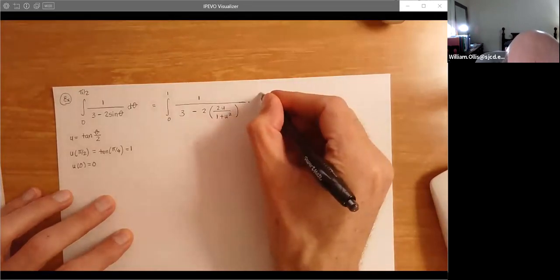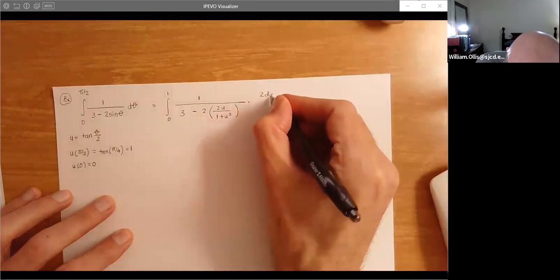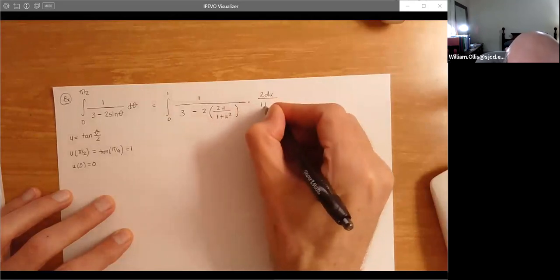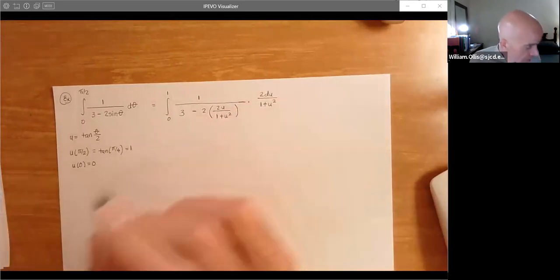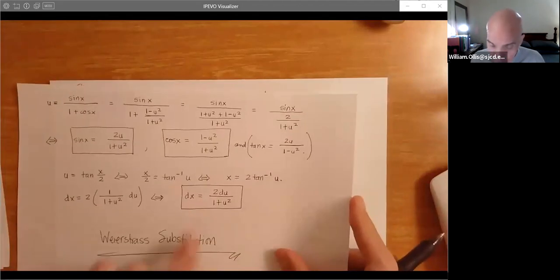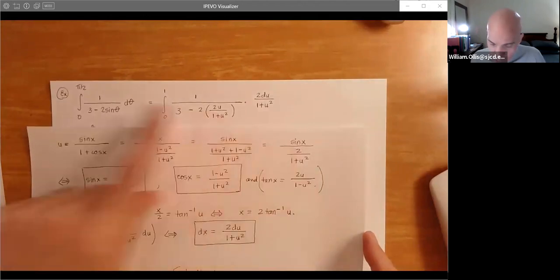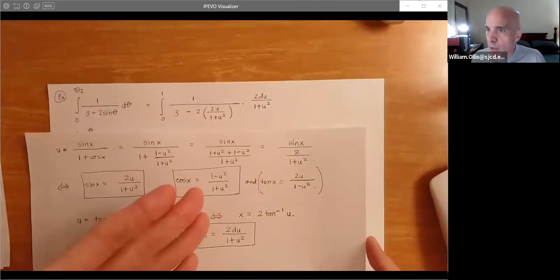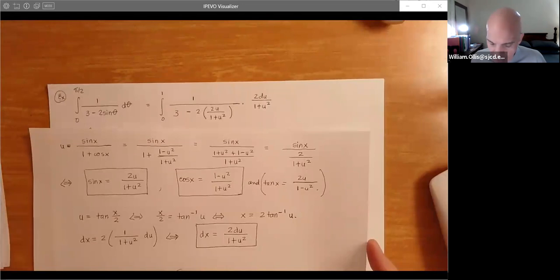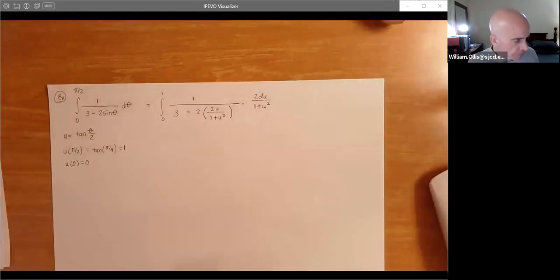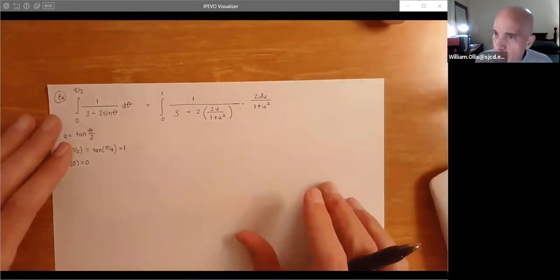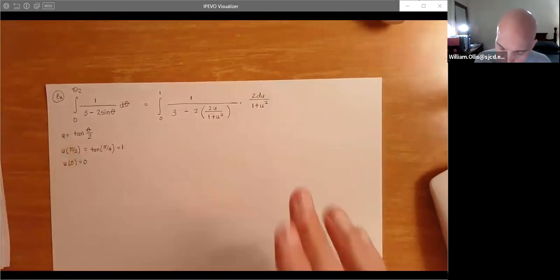And then, of course, we have 2 du over 1 plus u squared. So again, the differential is 2 du over 1 plus u squared. So just put these on the note card with all your other famous formulas, so to speak, to have these available. You use them enough, you'll remember them, but it's always good to do a once over.